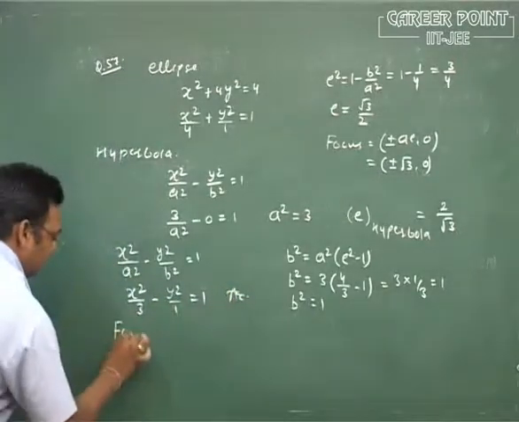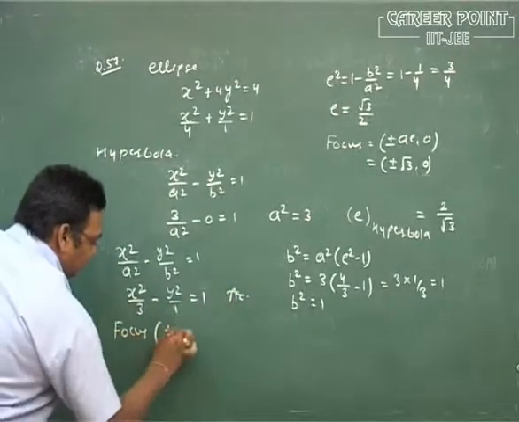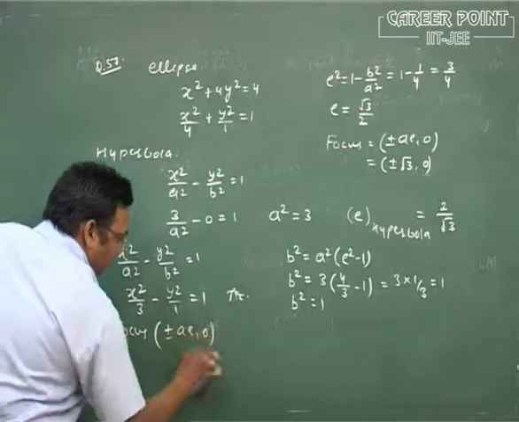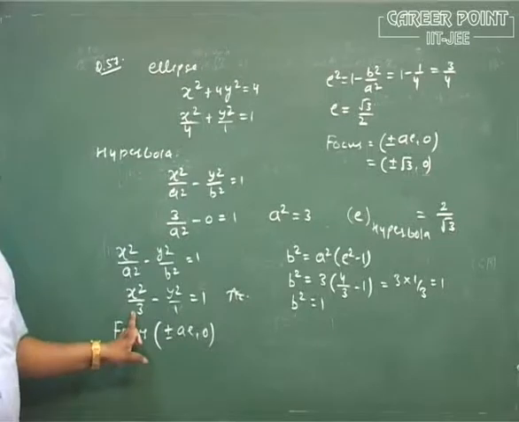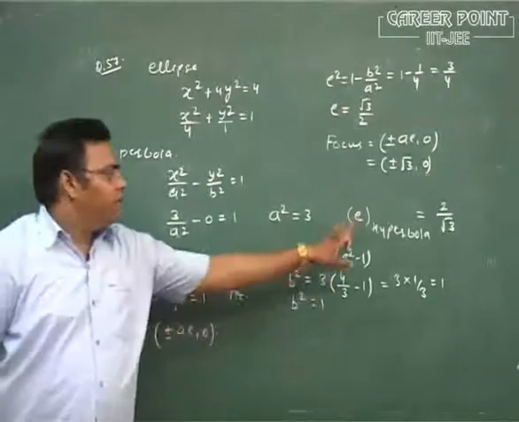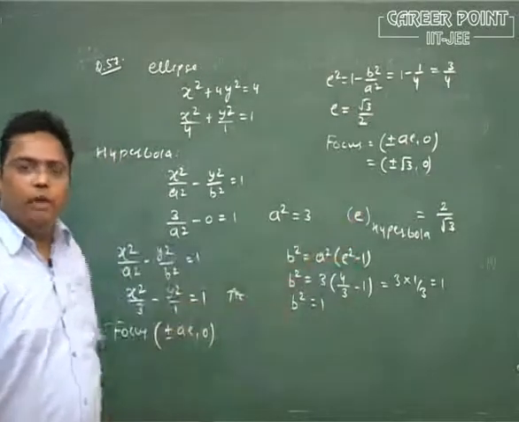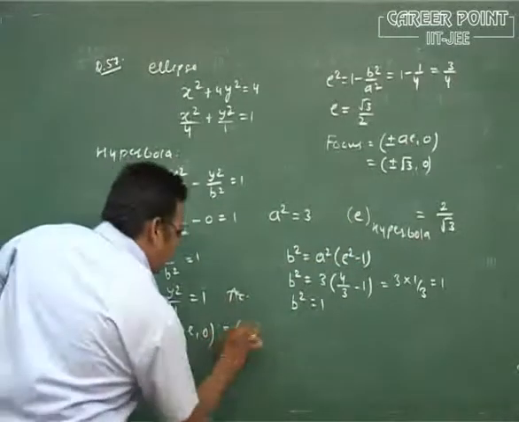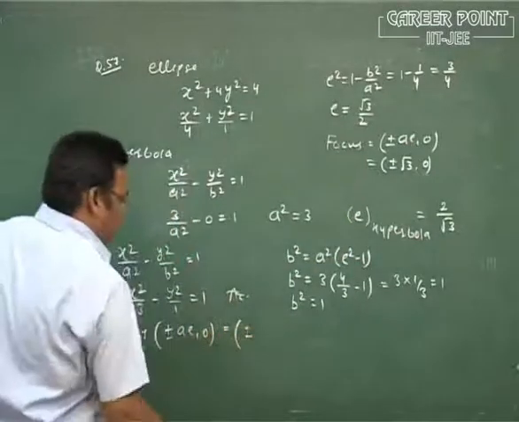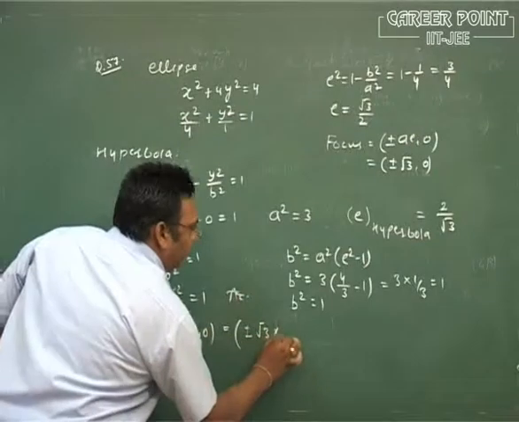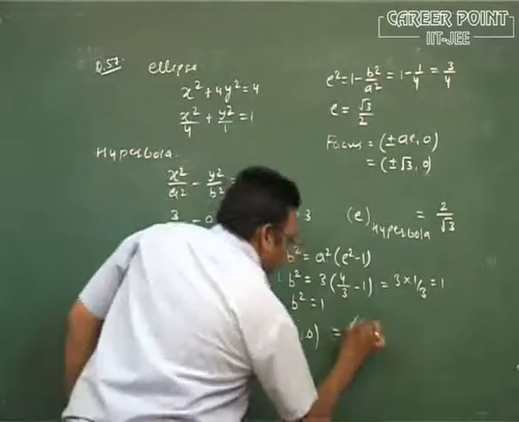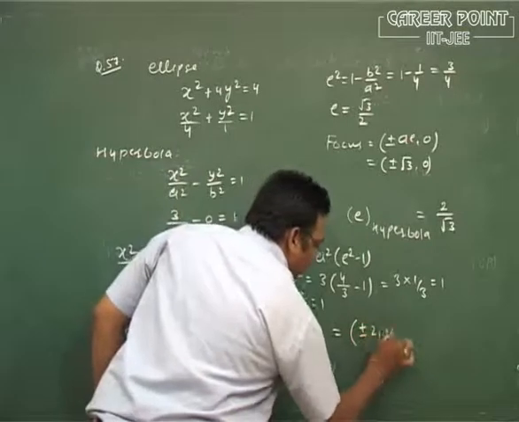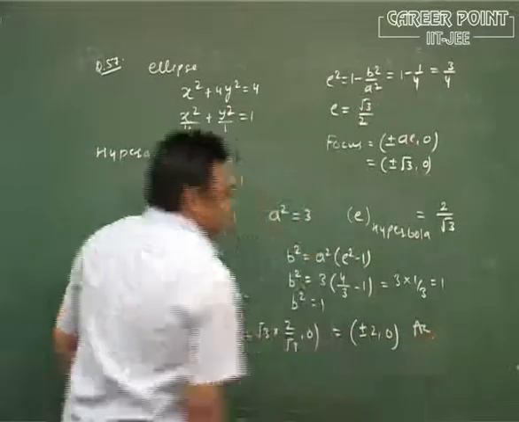And the focus is plus minus a e comma 0. Okay. So what is the value of a? The value of a is equal to root over 3. And what is the eccentricity? Eccentricity is equal to 2 upon root over 3. Put the values of a and e. That value is equal to plus minus, what are the values of a? That value is equal to root over 3 multiplied with 2 upon root over 3 comma 0. And that value is equal to plus minus 2 comma 0 is the answer. Complete it.